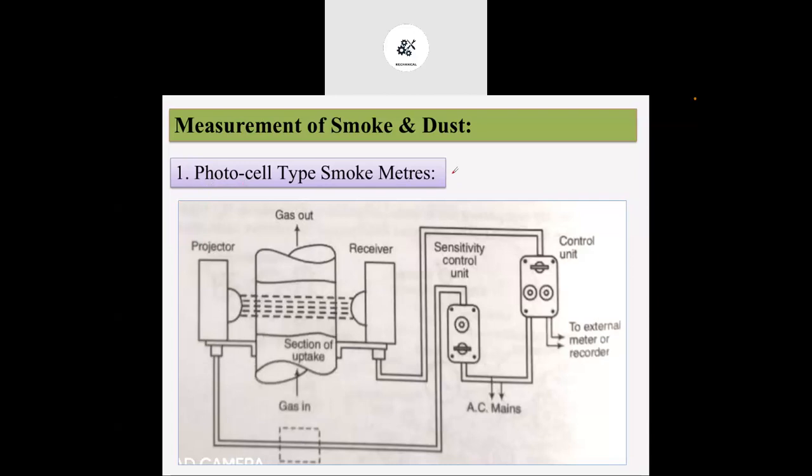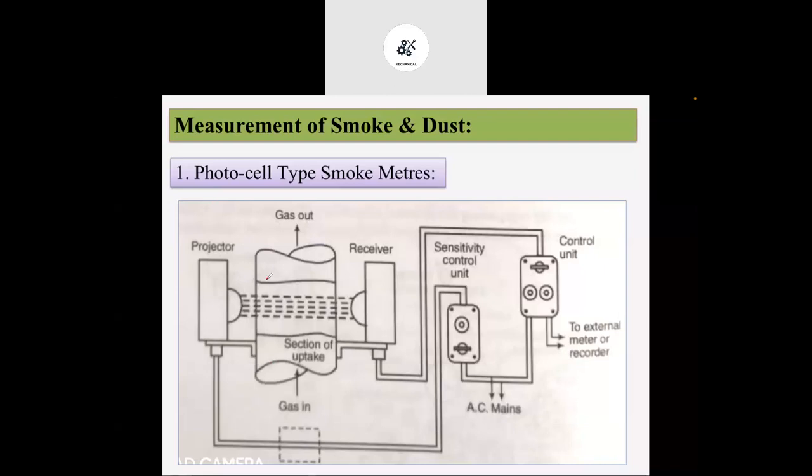Okay, so one of the instruments that we use is the photocell type of smoke meter. Generally you saw those smoke meters during the PUC test, the pollution control test, right? Generally smoke meters are used for CI engines or diesel fuel engines, because a CI based IC engine will create more smoke and dust in the flue gases. So the first instrument that we are going to see is the photocell type of smoke meter.